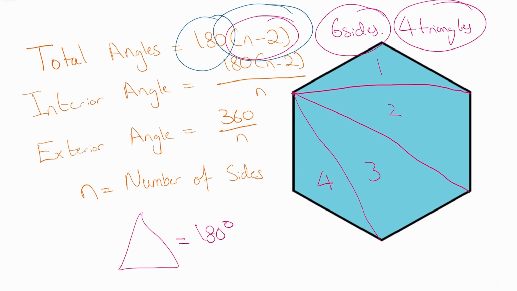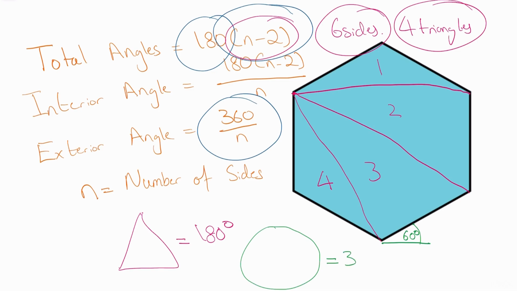Now, why is the exterior angle formula 360 divided by n? So exterior angles are angles on the outside of the shape. In this case, it is 60 degrees on a hexagon. And if you add up all these angles on the outside of a shape, it forms a circle. And within a circle, there is 360 degrees. And that's why it says 360 up here.